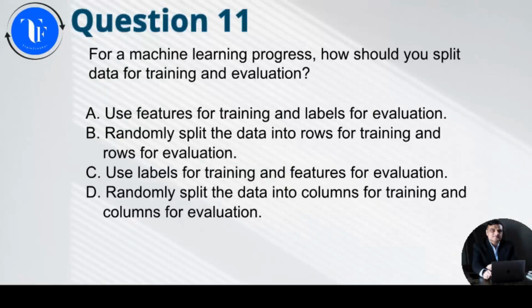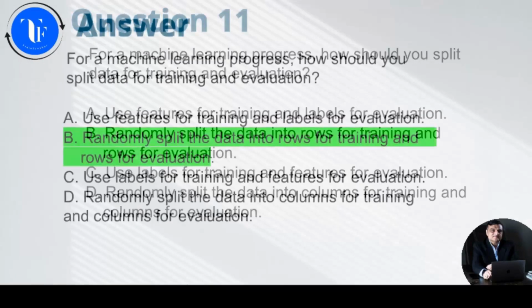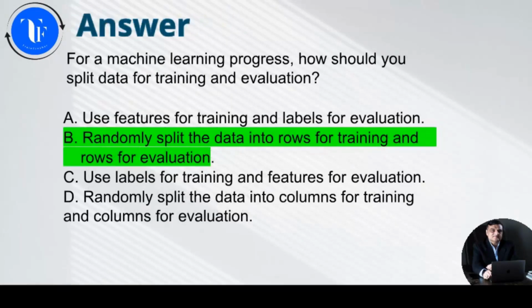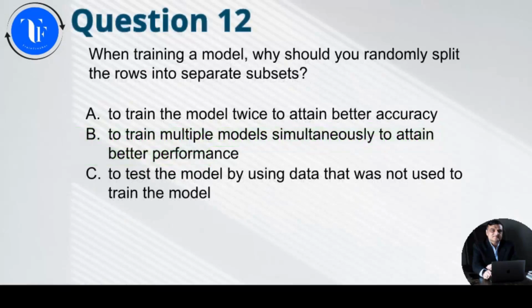Randomly split the data into columns for training and columns for evaluation. Answer. B. Randomly split the data into rows for training and rows for evaluation. Question 12. When training a model, why should you randomly split the rows into separate subsets?